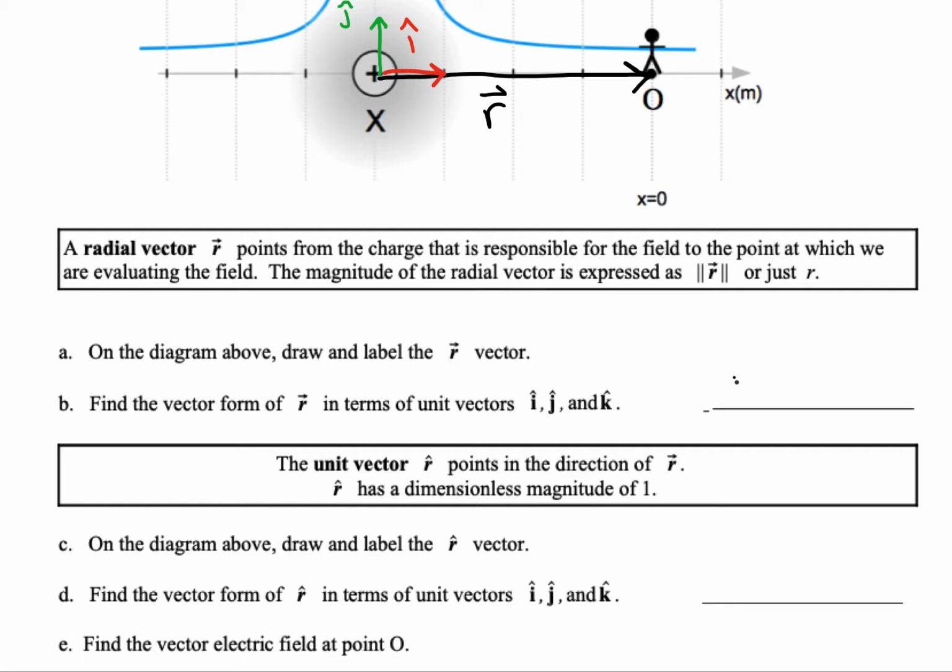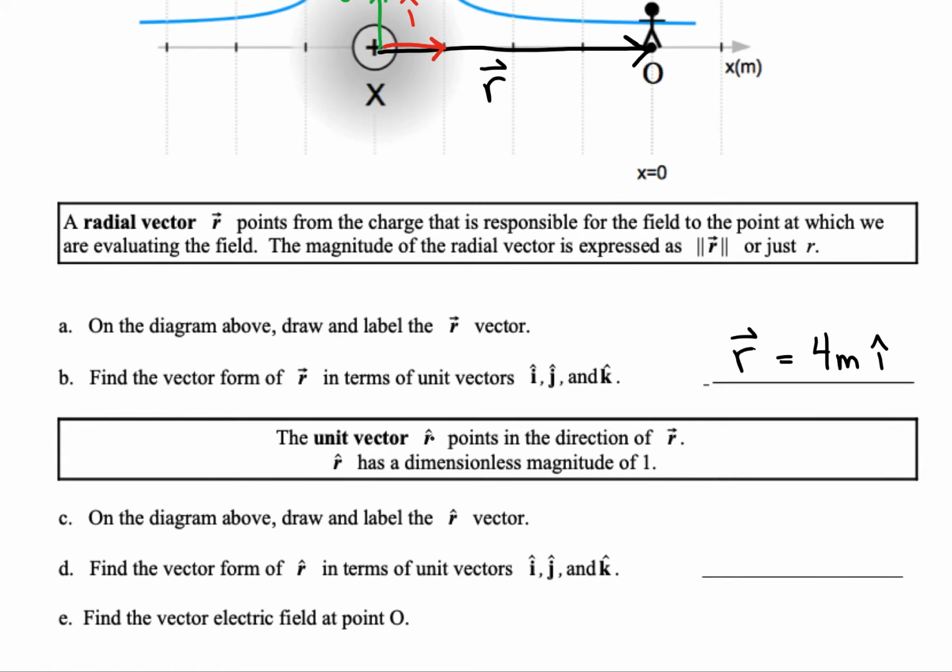And so our vector has to have a magnitude and a direction. The magnitude is the 4 meters. That's how long it is. And the direction is given by the unit vector. If you need a review of unit vector notation, go back to my Physics 1 playlist, section 1.1. There will be a section toward the beginning dealing with unit vectors and vector form.